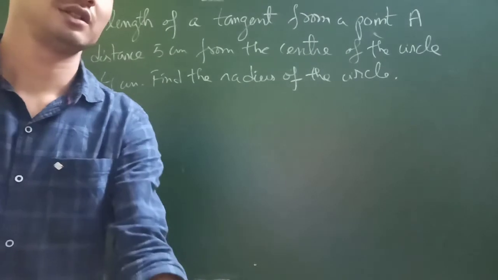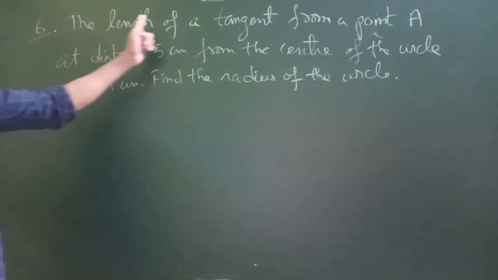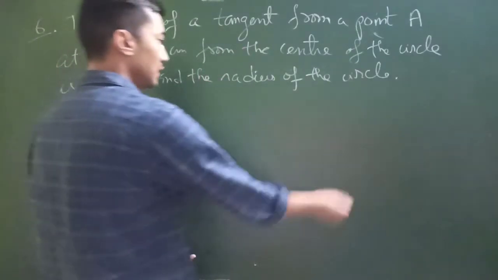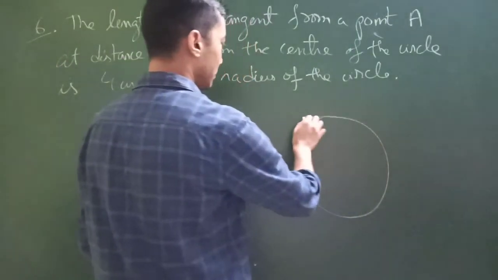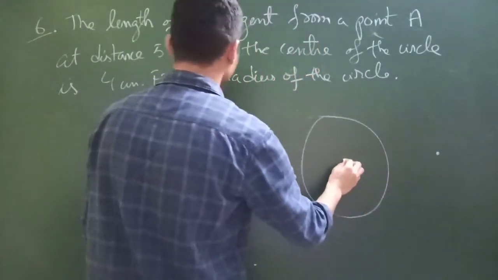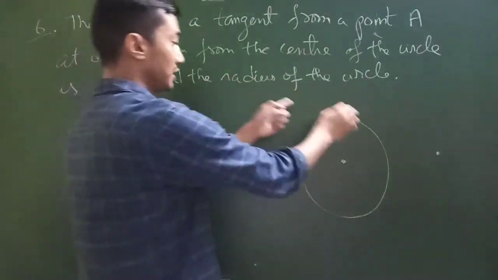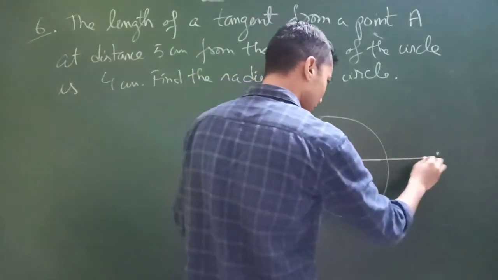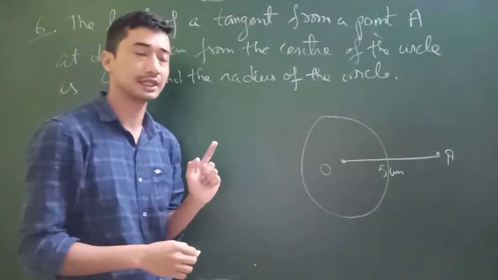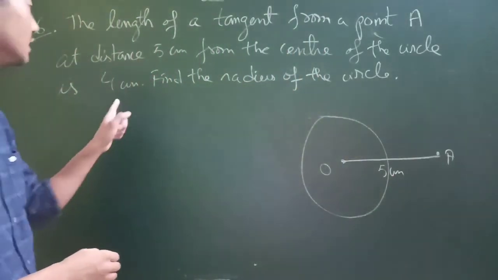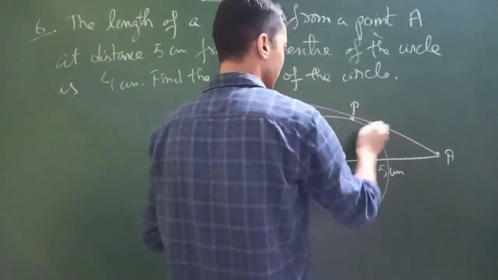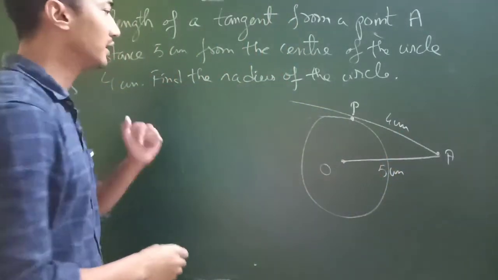The length of a tangent from the point A, which is at a distance of 5 centimeter from the center of the circle, is 4 centimeters. So suppose this was the tangent, P. So this is 4 centimeter. Find the radius of the circle.